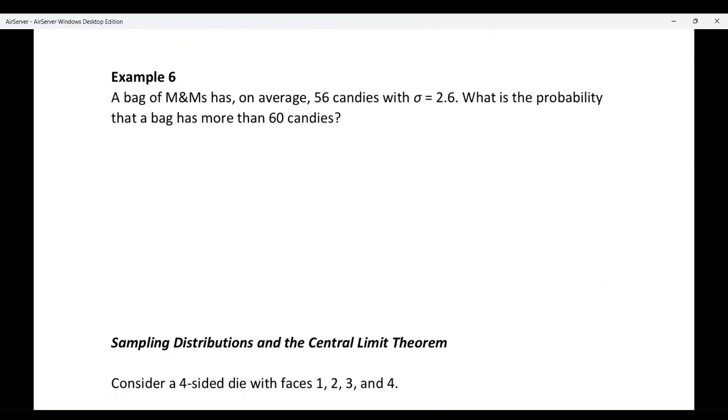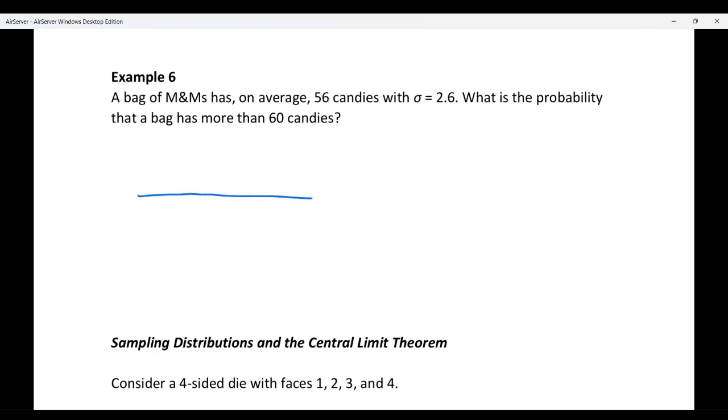And I guess we'll do one more example, and then we'll move on. Sorry about that. So it says a bag of M&Ms has on average 56 candies with a standard deviation of 2.6. What is the probability that a bag has more than 60 candies? Okay, so it's really exactly what we're just doing. We're just creating that context now, that idea of probability with what we've been doing. Okay, so it's the same thing.